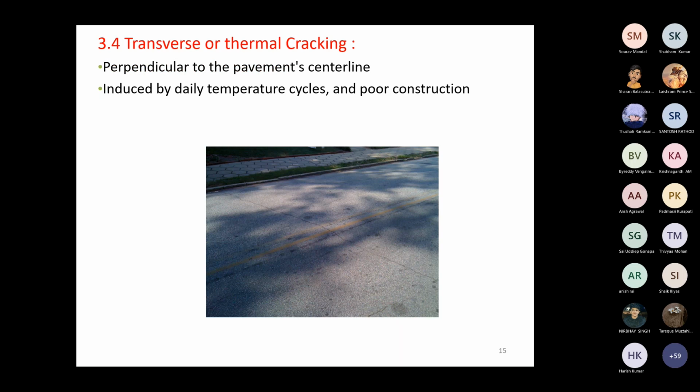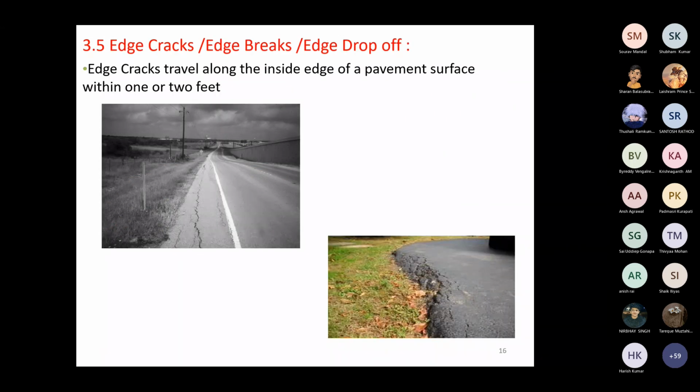Then transverse or thermal cracking, which is perpendicular to the pavement center line. This is induced by daily temperature cycles, or due to poor construction, this thermal or transverse cracking can occur.